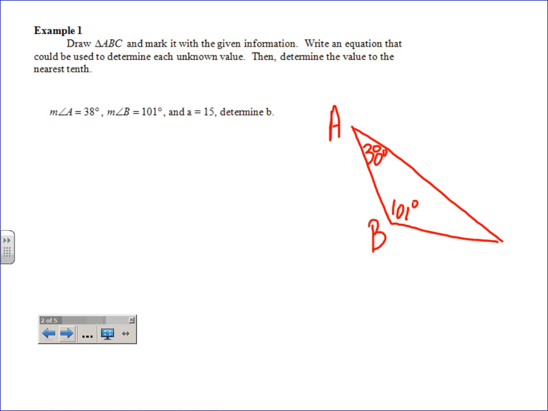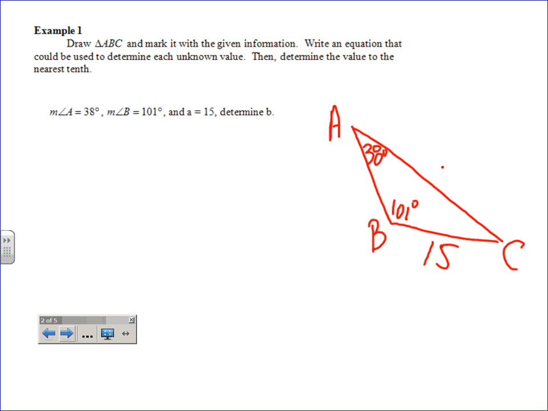Then I'm going to ask you where you think I should write side A being 15. Can I put that on any side I want, or is there a very particular side I have to put that on based on the way the setup was earlier? Should I put 15 right here? Why not there? Well, that's not side A. If that's C, this is side C over here. Should I put it there? No, because that's really side B. Side A is going to be opposite angle A, so we will put the 15 there.